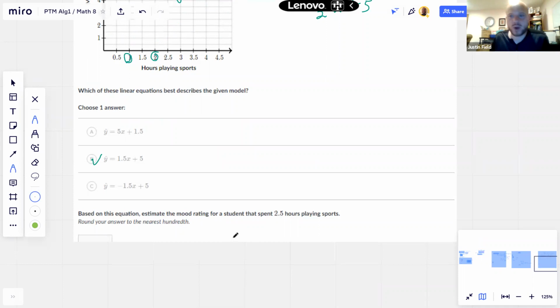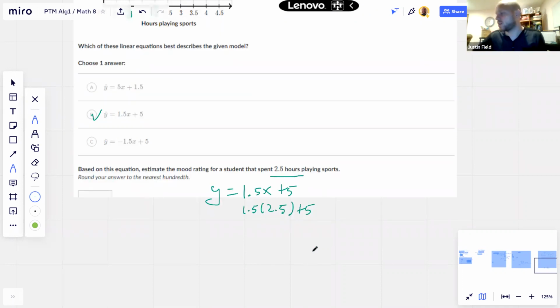We still have one more question, and that is this. Based on the equation, estimate the mood rating for a student that spent 2.5 hours playing sports. So now that we have an equation, we can substitute time playing sports into that equation, and we can estimate the mood. See, that's neat.